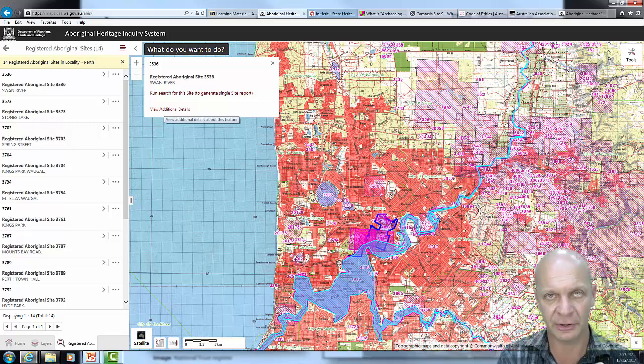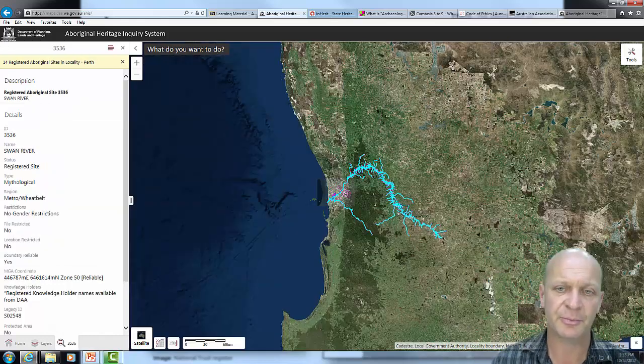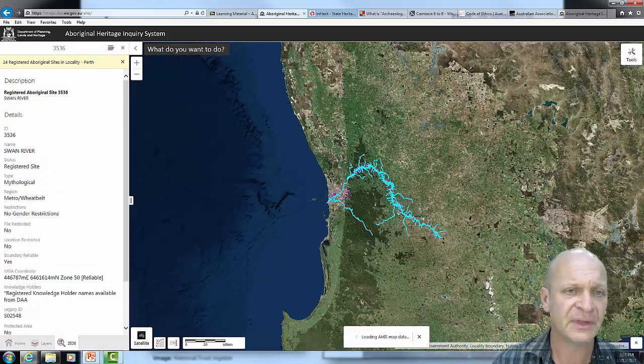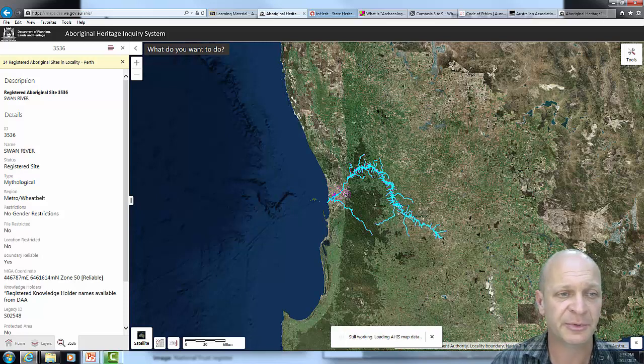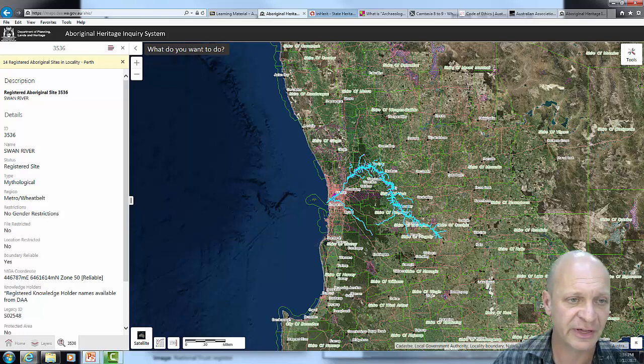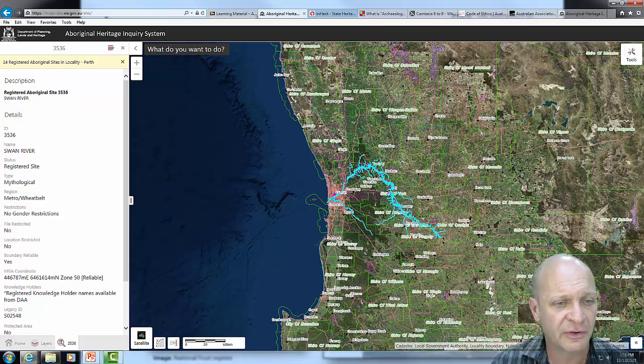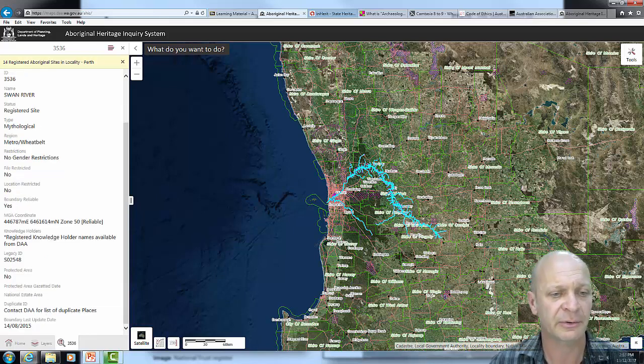So number one, you need to know the location. Then you need to know the appropriate database. And here on the left-hand side, you can see it has a particular ID number, so you can go to the DAA and say, please tell me a bit more about this site. It's a registered site, it's mythological, there are no gendered restrictions, the file is not restricted, the location is not restricted, and so on. So you can request additional information.